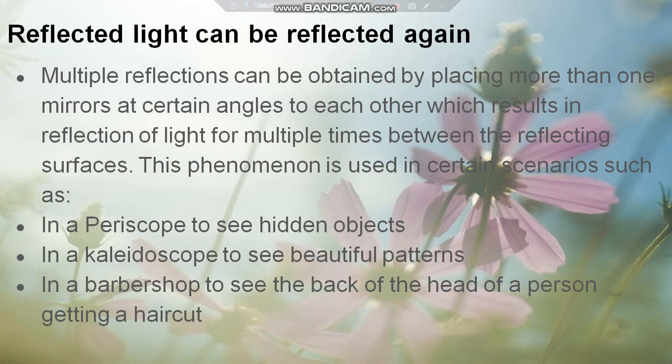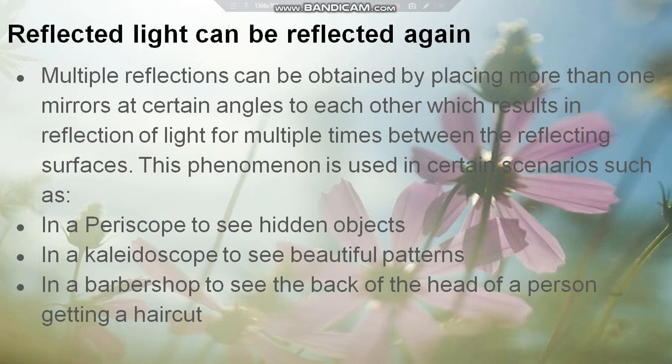So now let us discuss another interesting topic, which is that reflected light can be reflected again. This results in multiple reflection. So what does multiple reflection mean, and how can it be obtained? Multiple reflections can be obtained by placing more than one mirror at a certain angle to each other, which results in reflection of light multiple times between the reflecting surfaces.